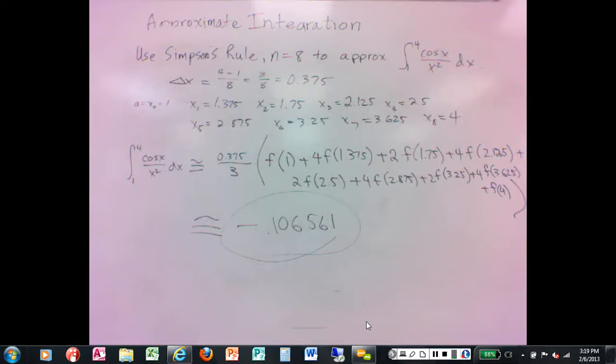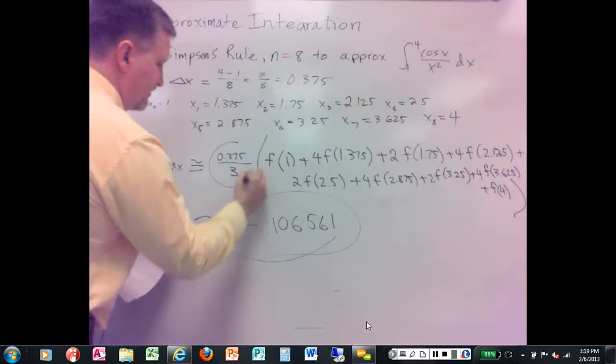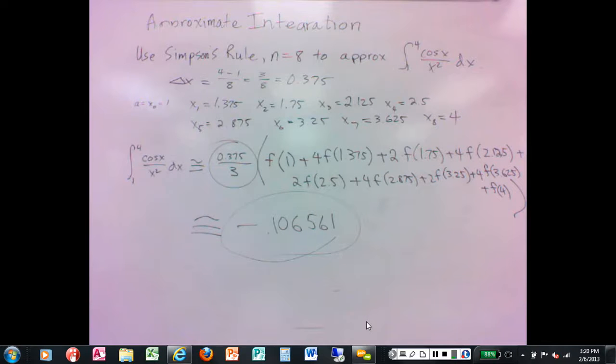You forgot to divide by 3. Here you go. Yeah. Don't forget to divide delta x by 3. Don't forget it's divide by 3. Okay. All right. Well, so I think that should work.